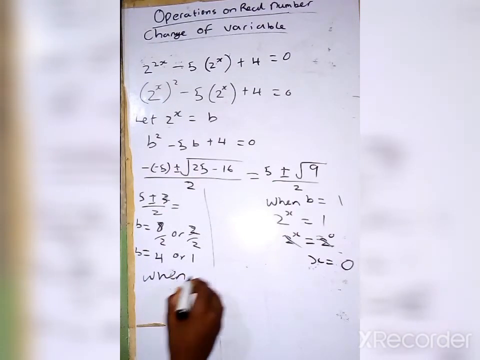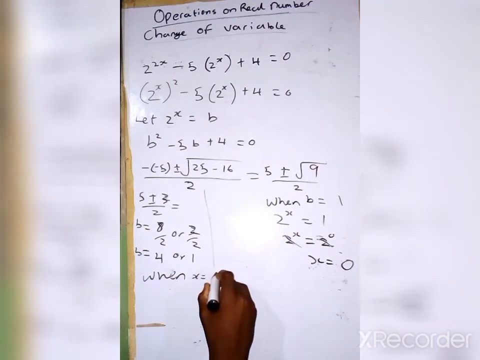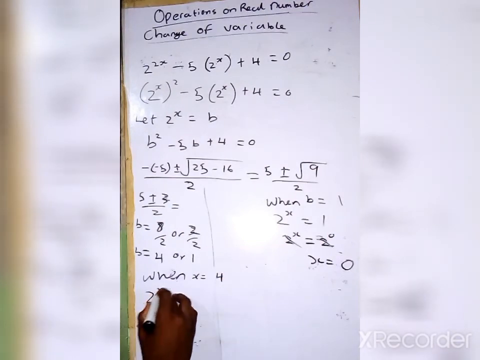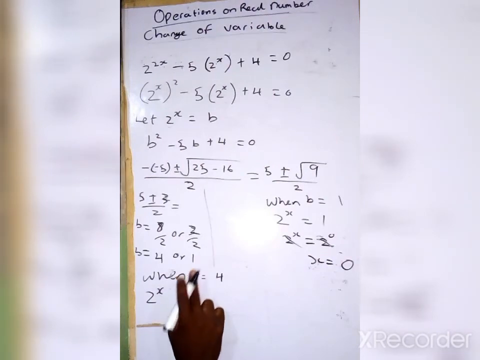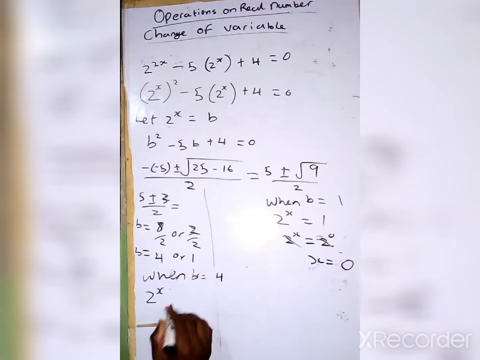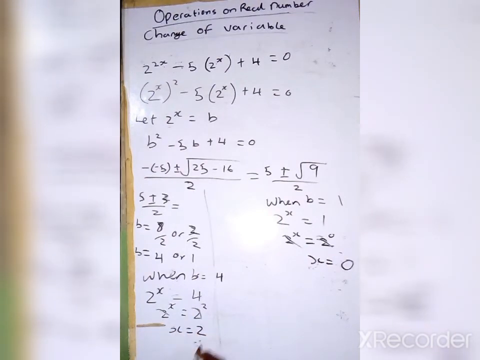So when b is 4, our b is 2 raised to power x, which is equal to 4. So 2 raised to power x is equal to 2 raised to power 2. So our x can be equal to 2, or x equals 0. So this is also change of variable. We change this variable into b and we solve. But this is an exponential equation.